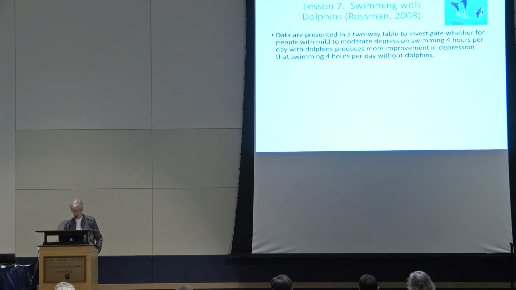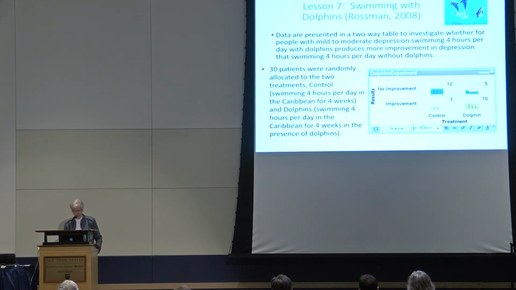And I just love this because I'd love to do that. So there were 30 patients randomly selected, and there were 2 treatments. Control, swimming. Are you all familiar with this one? Swimming 4 hours a day for 4 weeks, and then the others were swimming 4 hours for 4 weeks in the presence of dolphins. And so that's the two-way table on no improvement and improvement, and whether they had the treatment or control. So you're familiar with all that.